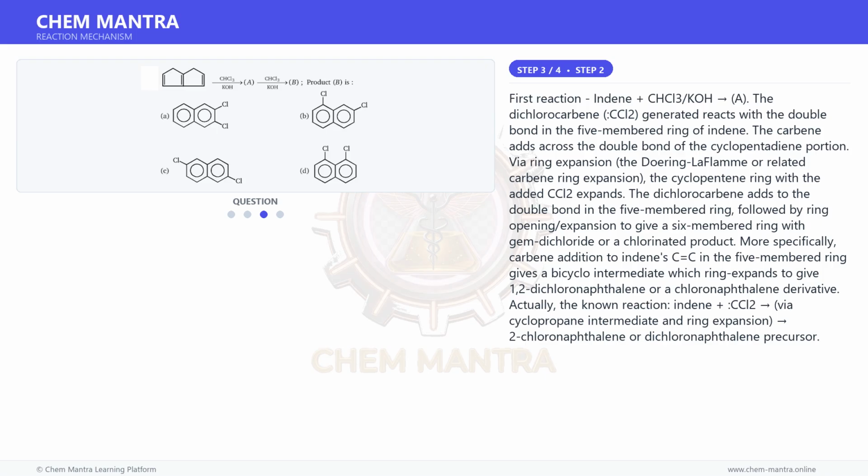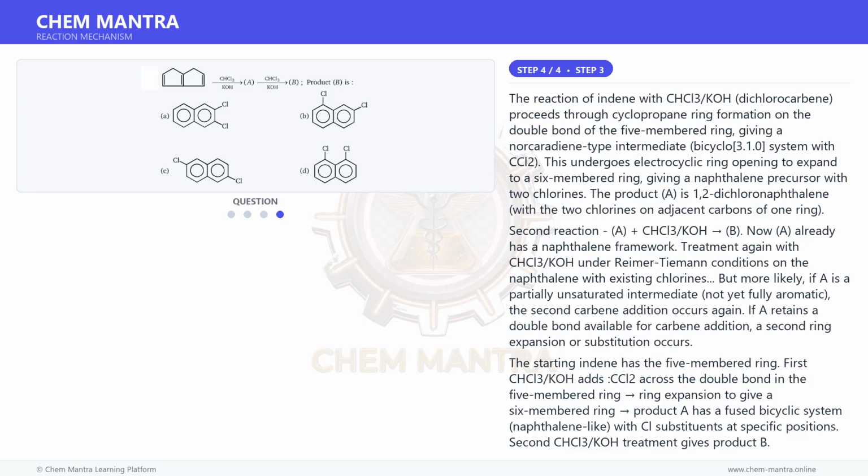More specifically, carbene addition to indene's C=C in the 5-membered ring gives a bicyclo intermediate which ring expands to give 1,2-dichloronaphthalene or a chloronaphthalene derivative. Actually, the known reaction is indene plus CCl2 via a cyclopropane intermediate and ring expansion to a chloronaphthalene or dichloronaphthalene precursor.